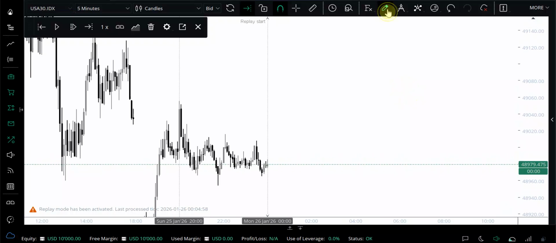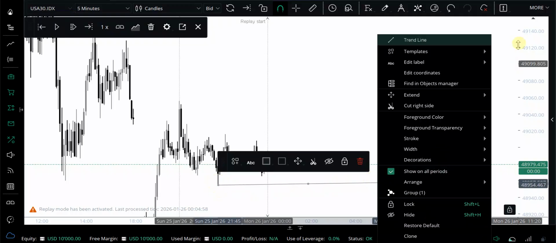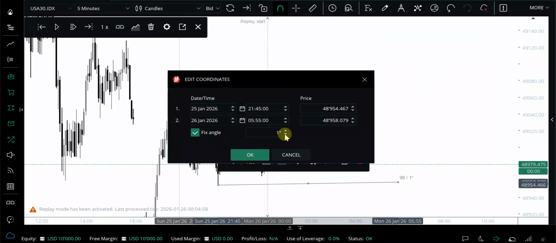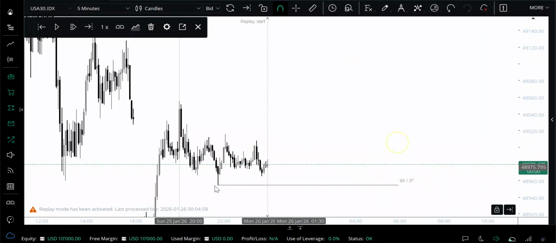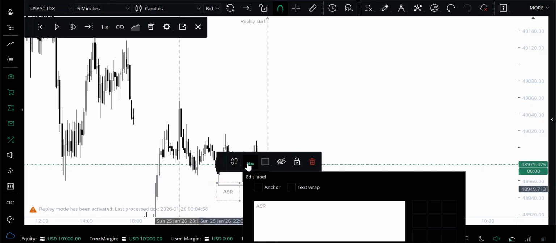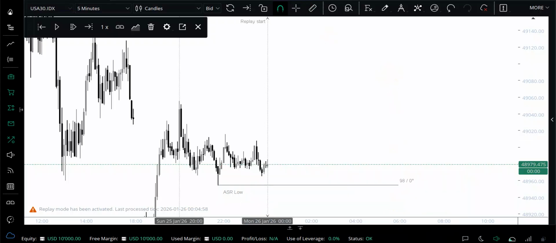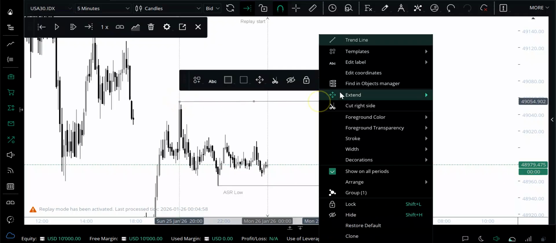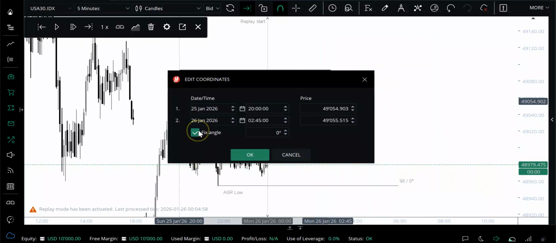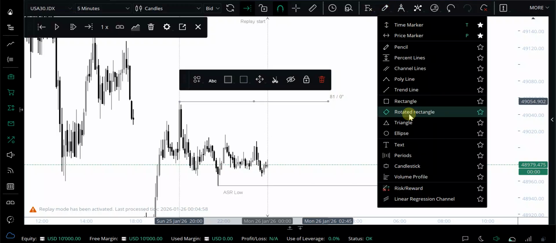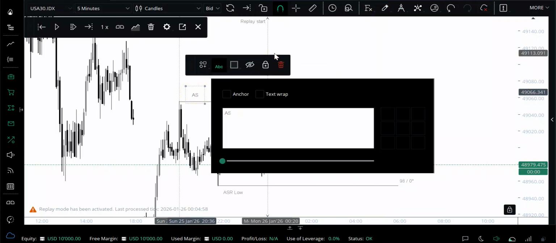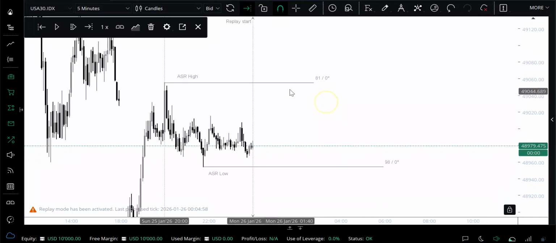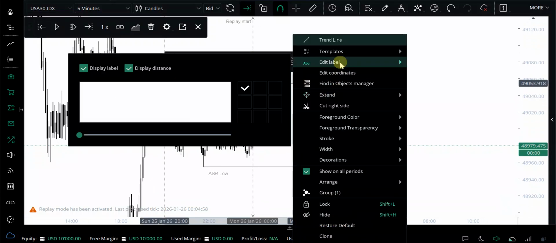That means I can now mark out that is my Asian low. That is my Asian low. Asian session range low. Then this is my Asian high. So let me identify that. That is my Asian session high. Right. Let me just edit this a little.